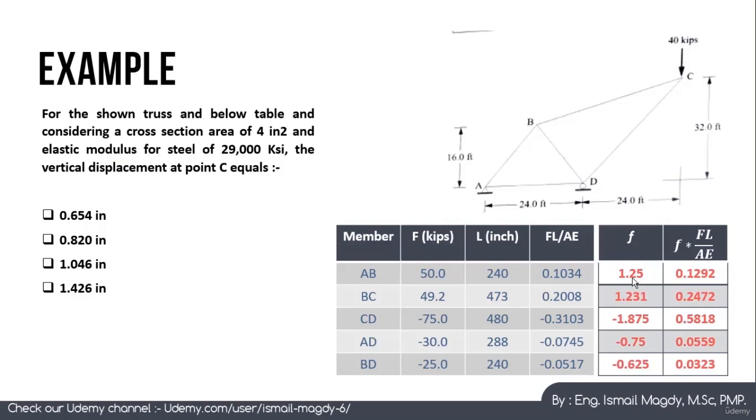After that, we simply multiply this F small by the value given to us here, because this column is F small multiplied by FL over AE. So we multiply 1.25 by 0.1034, which equals 0.1292, and the same is done for the remaining members. Finally, we calculate the sigma of all of these values, and we get the final answer, which is 1.0464 inches. So the answer is the third option here, which is 1.046.